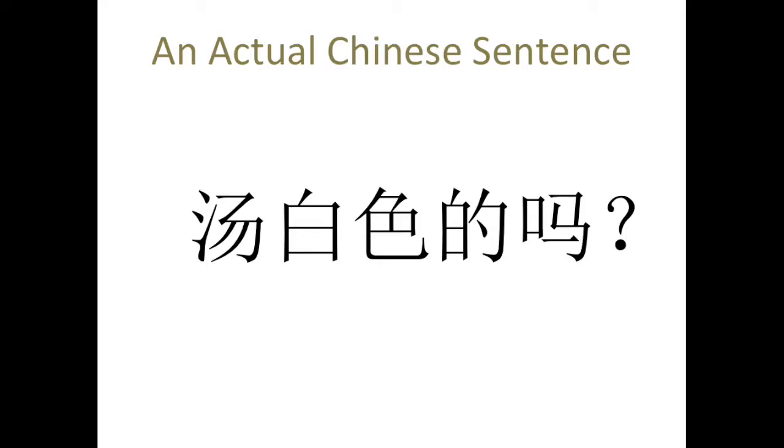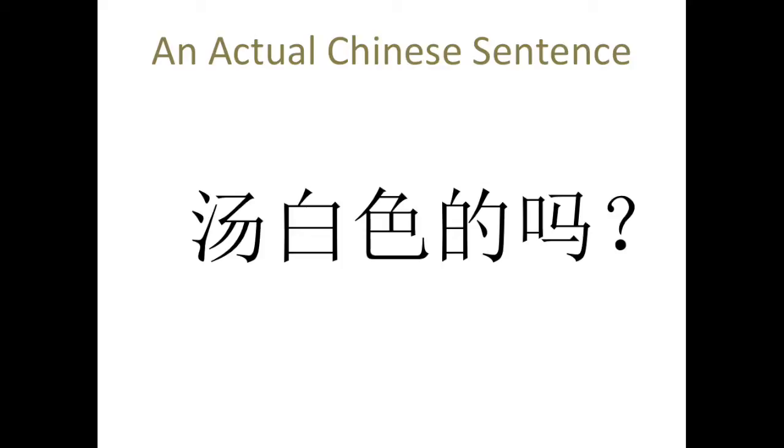Now we've come to the time in our lesson where I show you an actual Chinese sentence, and you try and decipher it. Can you? So if we were reading this in actual Chinese characters, we would read soup white color, right? Soup white cull of. And then there's one part at the end. You do see a question mark there, so you know it's a question. So yeah, it's saying, is the soup white?